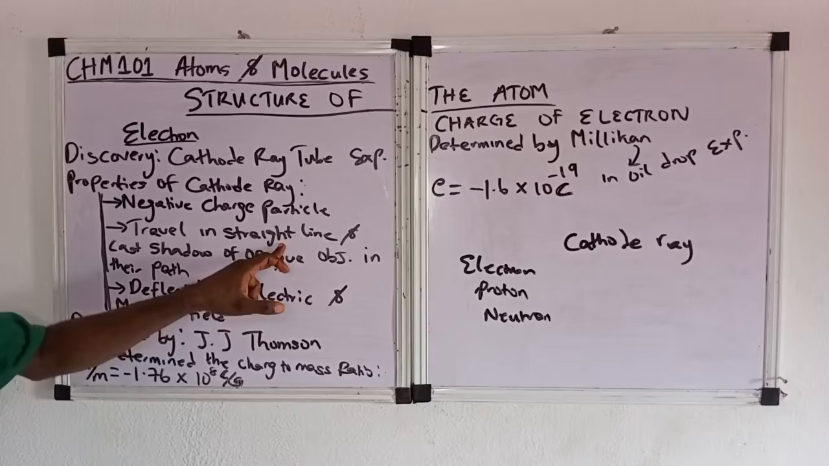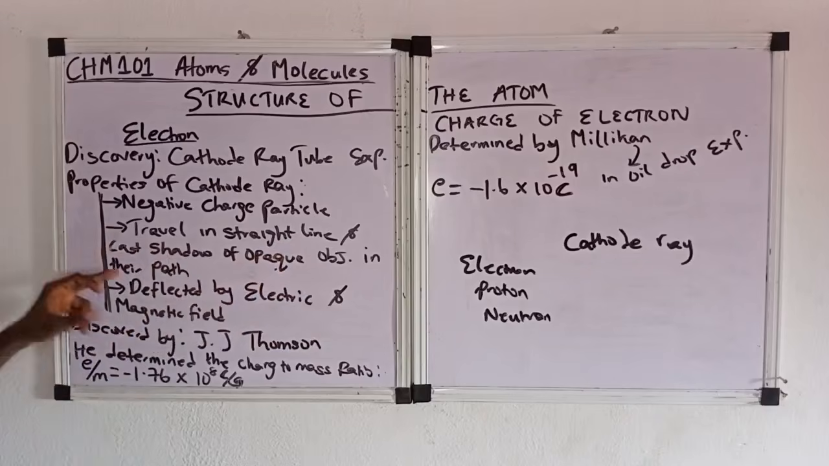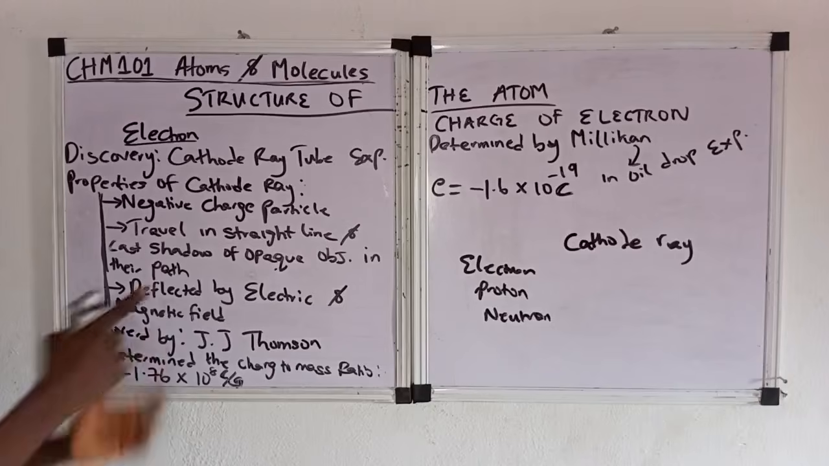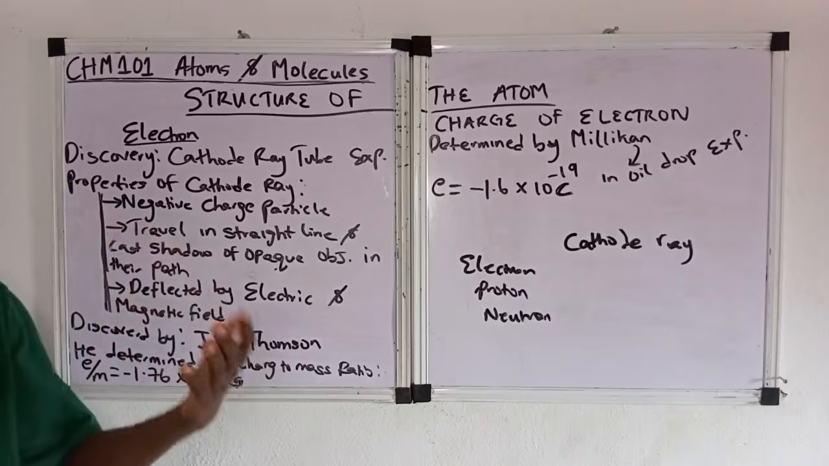Apart from that, it travels in a straight line and casts shadows of opaque objects in its path. Yes, electrons or cathode rays travel in a straight path. This part is very important. Then the last property is that electrons or cathode rays are deflected by electric and magnetic fields.